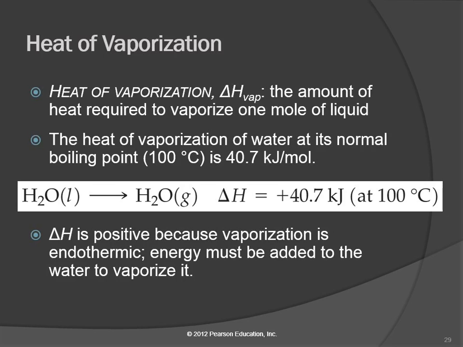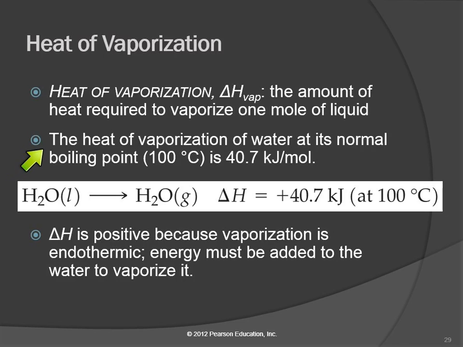Okay, so vaporization is an endothermic process. It requires energy. How much energy? Well, we use heat of vaporization to quantify that. Heat of vaporization, which is abbreviated delta H vap for vaporization, is the amount of heat required to vaporize 1 mole of a liquid.